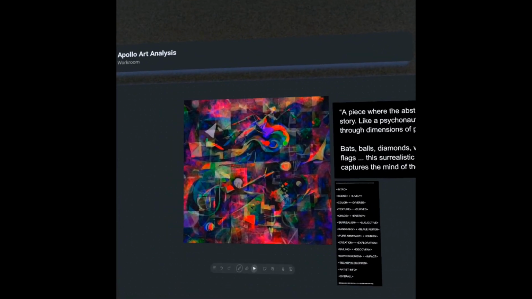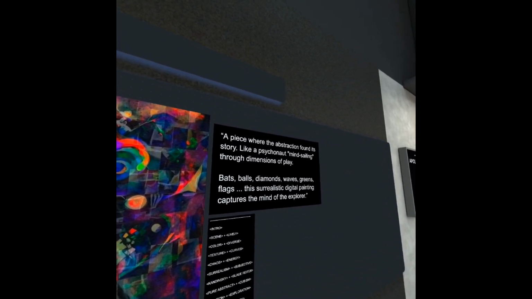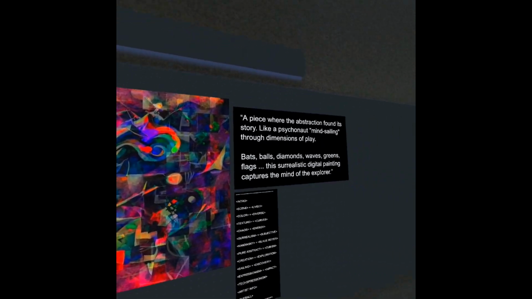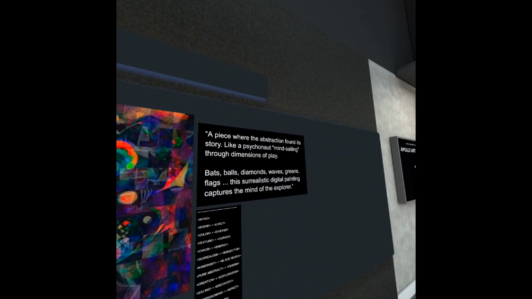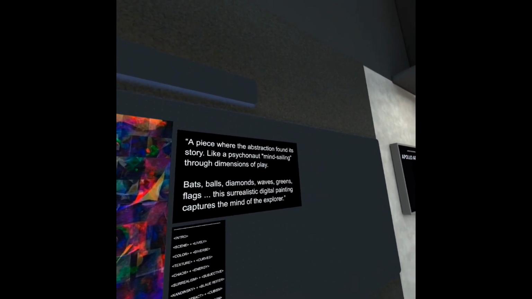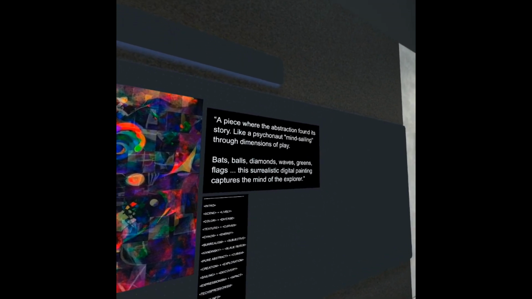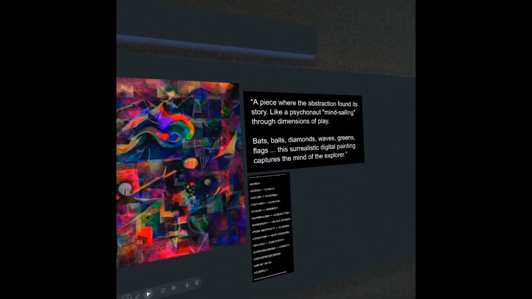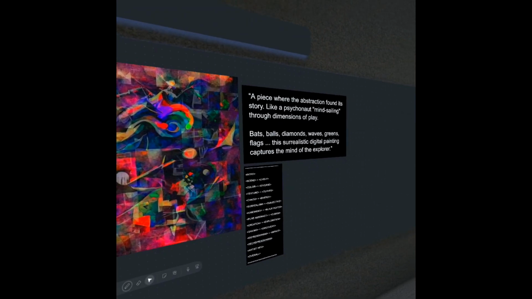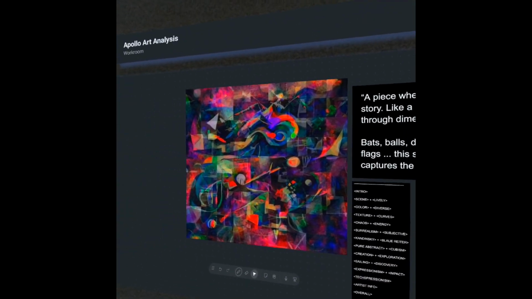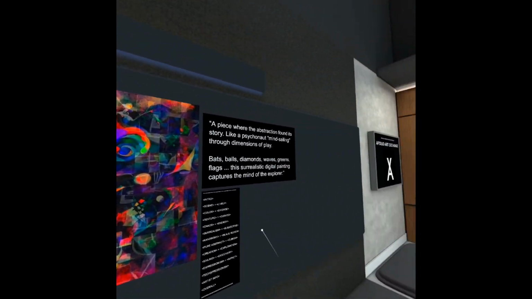And so we see that's exactly what the original artist is looking at, that sense of exploration through dimensions of play, where the abstraction found its own story. So really nice. It also reminds me of abstract expressionism, where you're finding the process in that exploration. A nice work, and always very important to look at that quote.